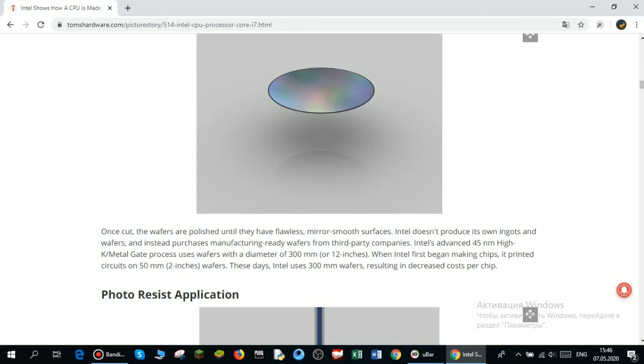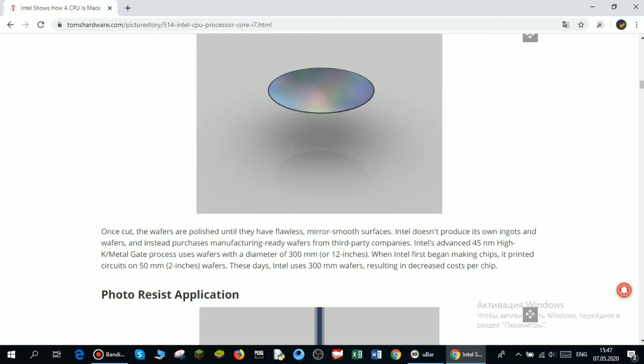Intel's advanced 45 nm high-k metal gate process used wafers with a diameter of 300 mm or 12 inches. When Intel first began making chips, it printed circuits on 50 millimeter, 2 inch wafers. Today, Intel uses 300 millimeter wafers, resulting in decreased cost per chip.